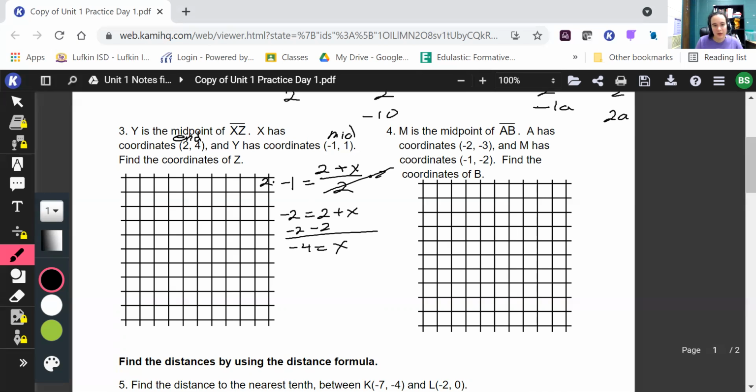So that's our x value for Z. And then we need to say anything for our y value. So our y value for our midpoint is 1 equals our y value for our endpoint, which is 4, plus y over 2. Again, multiplying by 2 on both sides. So we've got 2 equaling 4 plus y. And then we're subtracting 4 from both sides. And that gets us -2 equaling y.